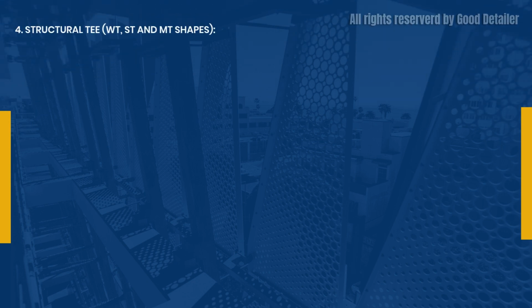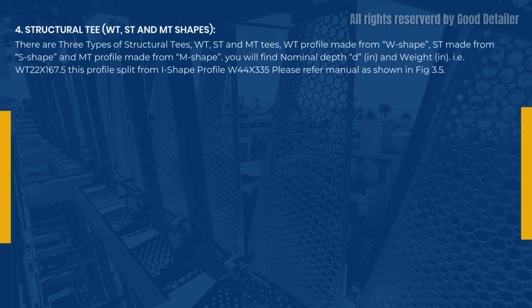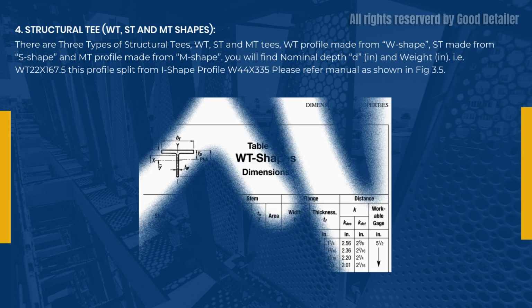4. Structural T: WT, ST, and MT shapes. There are three types of structural tees: WT, ST, and MT. WT profile is made from W shape, ST from S shape, and MT profile from M shape. You will find nominal depth D, in inches, and weight, i.e. WT22 by 167.5. This profile is split from the I-shape profile W44 x 335. Please refer to the manual as shown in Figure 3.5.